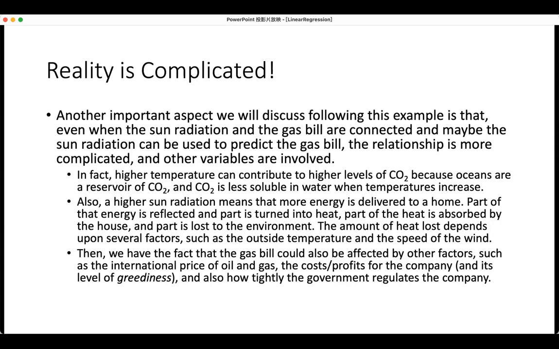So the cost and profit for the company, and obviously how greedy the company owners are, right? And also how tightly the government regulates the company. If the company is regulated by the government very tightly, then the company wouldn't be able to raise their price arbitrarily, which is actually done in Taiwan. I mean, Taiwan actually puts very strict regulation on the electricity bill.